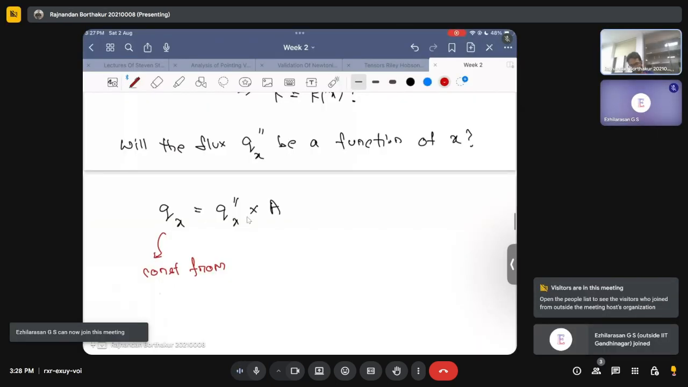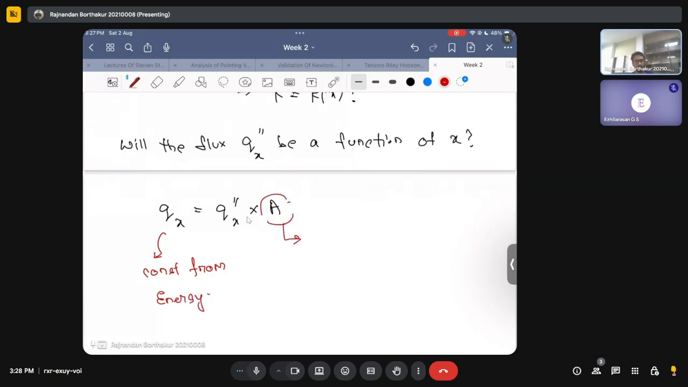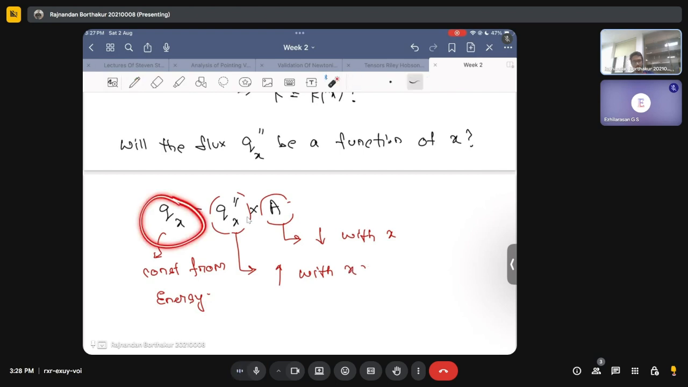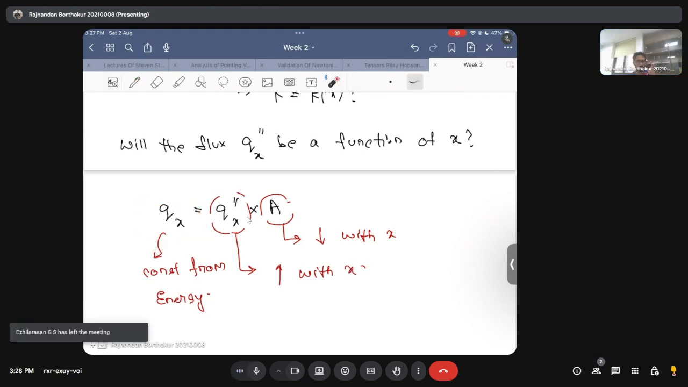This bit is constant from energy balance, which means since your area is essentially decreasing with x, your heat flux should essentially increase with x in order to make your rate of heat transfer constant. And that's the basic thing, right? So I hope you can understand this, right?